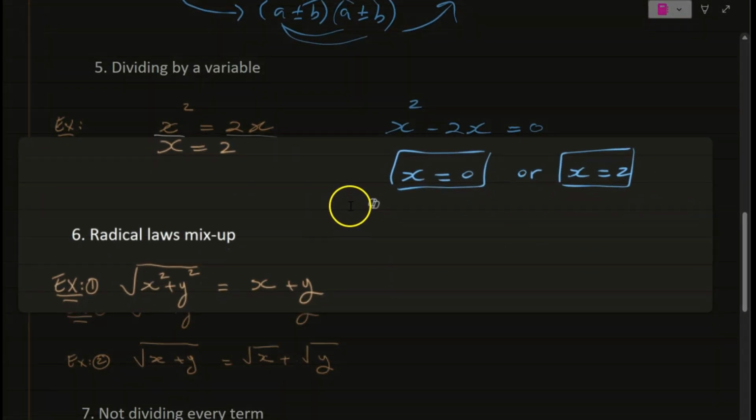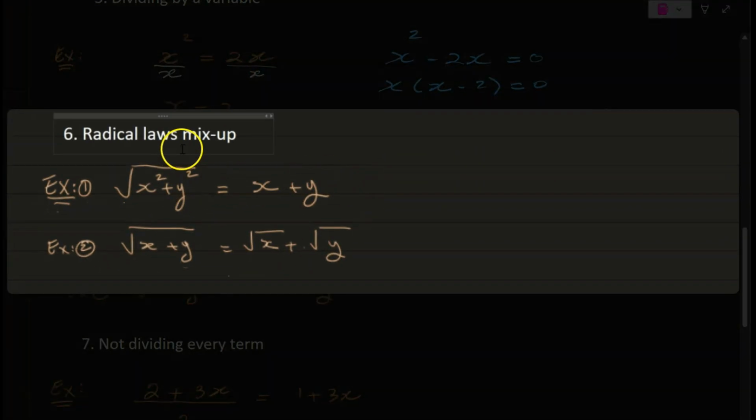All right, next one, number 6, radical laws mix up. I see this all the time. The square root of x squared plus y squared becomes x plus y. For whatever reason, students think that, oh, okay, I'm taking the square root of x squared, that's x. I'm taking the square root of y squared, that's y.